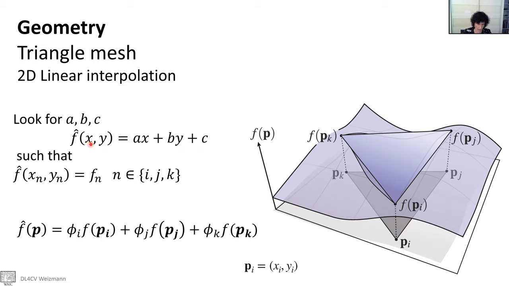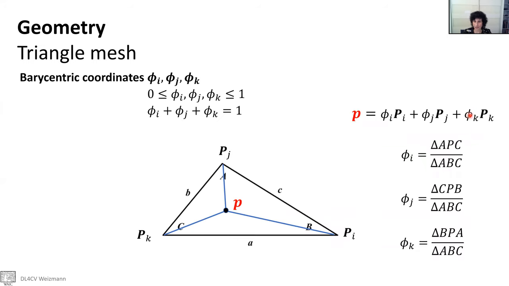However, it can be shown, I didn't show it, that it's totally equivalent, that if you want to know the estimation of the two-dimensional linear interpolation at each point P which resides inside the triangle, you can take a combination of the values of the function at the vertices, f(PK), f(PJ), and f(PI), and weight them by phi I, phi J, and phi K. And these weights are exactly the ratios between, for example, for phi J, the area of this triangle divided by the entire area of the triangle which I'm looking at. Okay? Is it clear now?